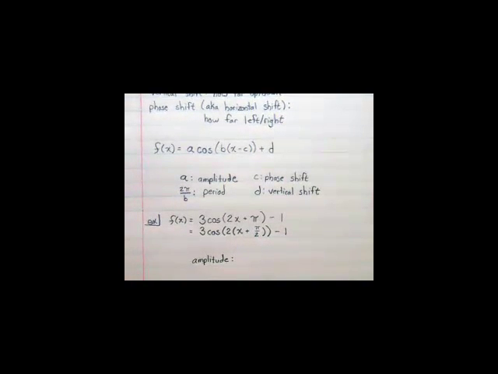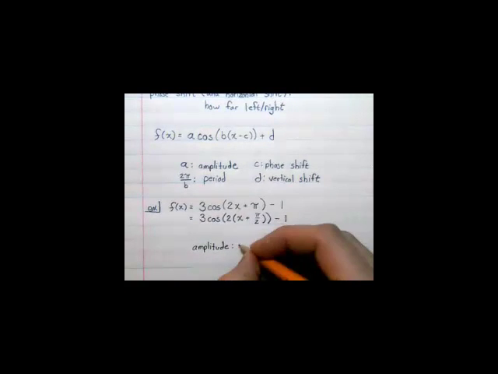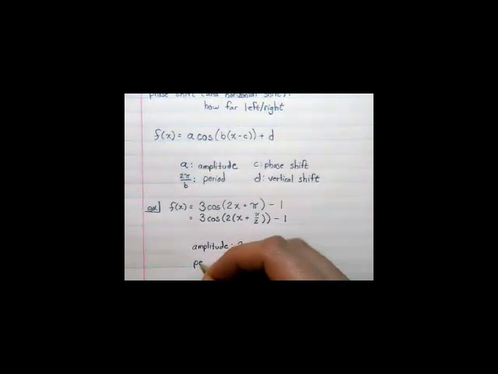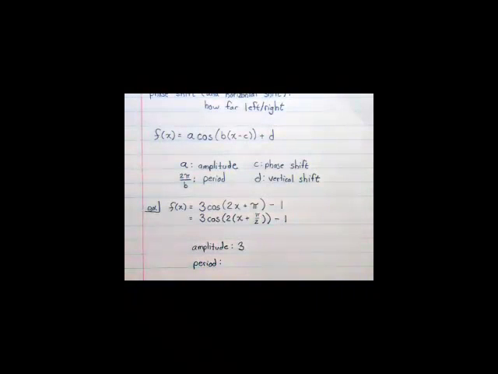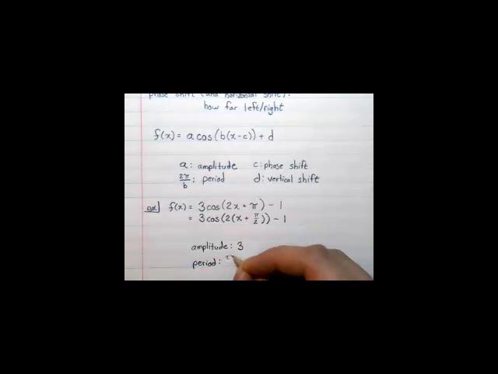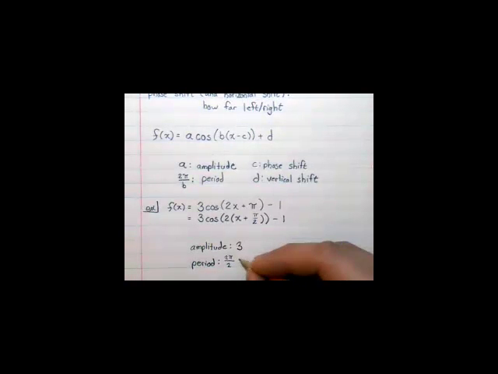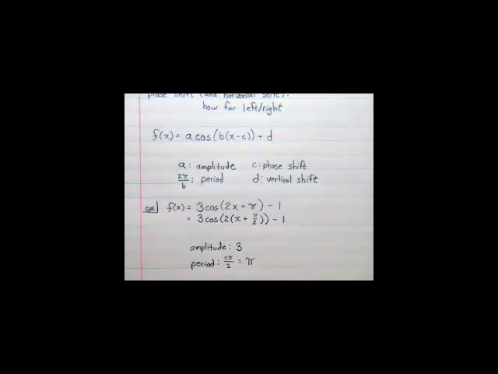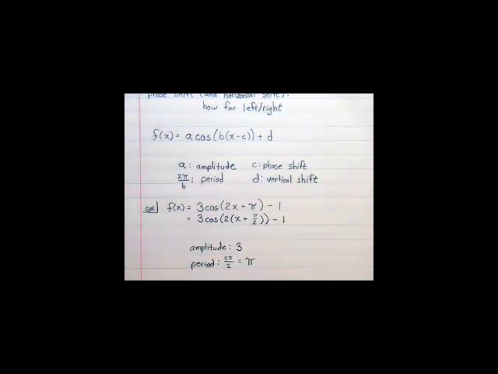So what's the amplitude of this wave? 3. Yep. So when I graph this thing, the wave should go up 3 and then go down 3 and then come up 3 and then go down 3. Period. How far until it starts to repeat itself? 2 pi divided by b. So it should be just pi, right? Because 2 pi divided by b, but b is 2, right? So 2 pi divided by 2, the period is only pi this time. So every pi, it's going to repeat itself this time.